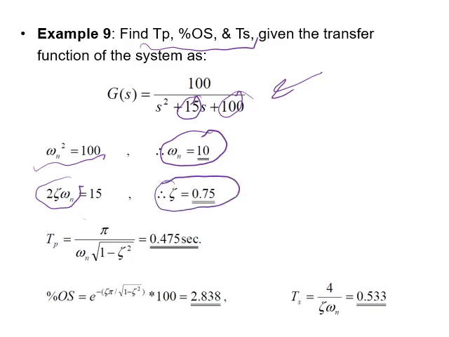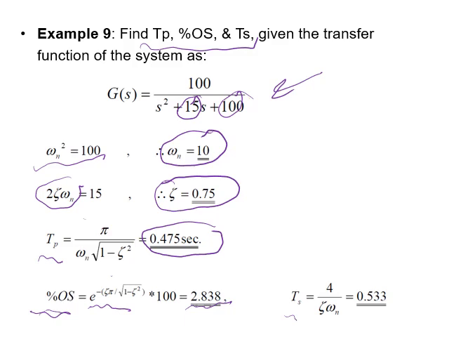The system is underdamped. Now I can calculate TP as pi over omega n times the square root of 1 minus zeta squared. Substitute omega n and zeta, and you will find the time is 0.4. And percentage of overshoot, since I have zeta, we can calculate using this equation: exponential of minus zeta pi over the square root of 1 minus zeta squared, times 100. We calculated it and found it is 2.8%.